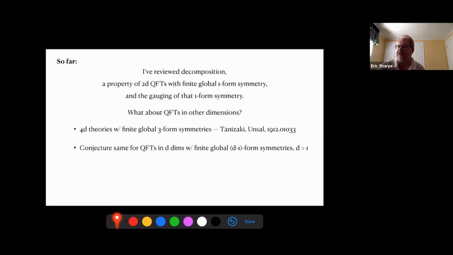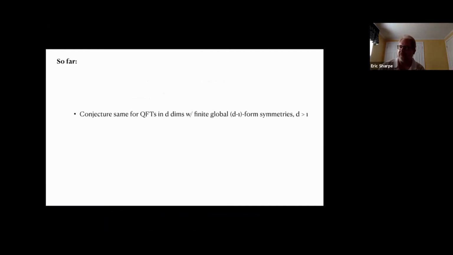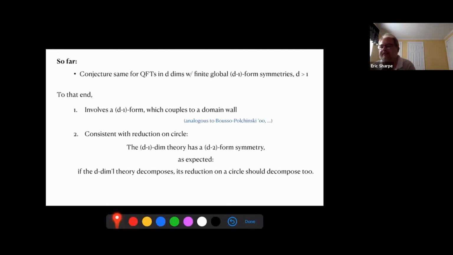There's a natural conjecture here, which they speak about a bit, that there should be some analog of this for quantum field theories in D dimensions with a finite global (D-1)-form symmetry. I don't think any of us have really worked through a lot of the details of that, but it's sort of the natural extrapolation of examples in these two sets of dimensions. And in that spirit, one can say a little bit more. If that's true, it's going to involve a (D-1)-form, and part of what's going on is that (D-1)-form will couple to a domain wall. So one ends up with something somewhat analogous to the old Bousso-Polchinski picture from years ago for nucleating membranes in four-dimensional theories to reduce the cosmological constant.